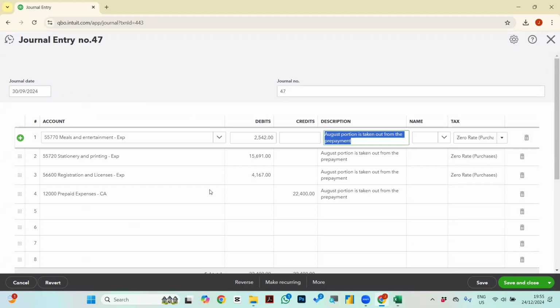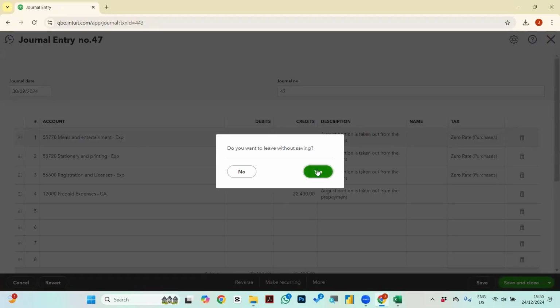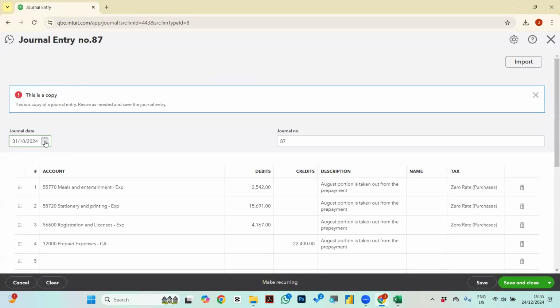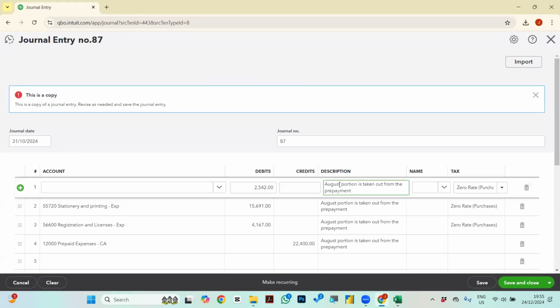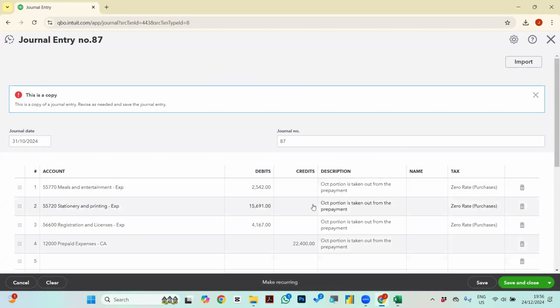It's not. So now I'm going to make a copy. I'm going to make a copy because we are going to record it in the month of October. So this is not going to be for August. It's going to be for October. I'm going to say this is going to be for October. Okay, I'm going to just copy and paste this, so everything is uniform.